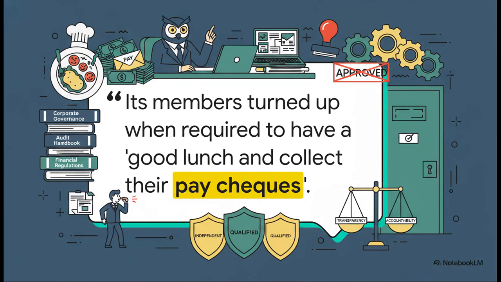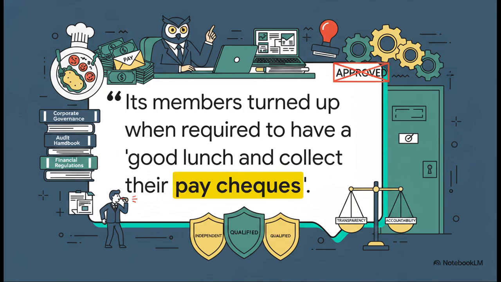And why is that independence so incredibly vital? Well, look at Enron, one of the biggest corporate frauds in history. An actual Enron Audit Committee member later admitted that the committee was essentially a rubber stamp. The members lacked relevant financial expertise, they had serious conflicts of interest, and literally just turned up to have a good lunch and collect their paychecks. Employees didn't even have direct access to them to blow the whistle. This right here is exactly why modern governance codes strictly mandate that audit committees must be highly qualified, independent, and actively engaged.